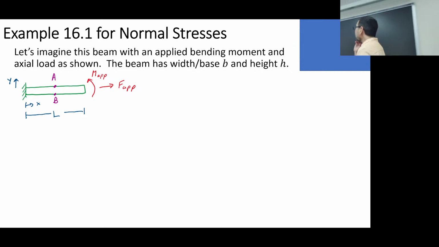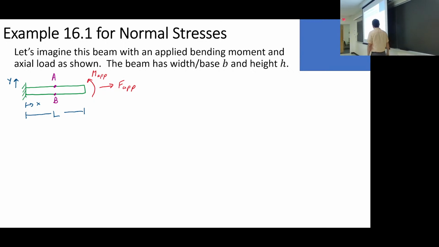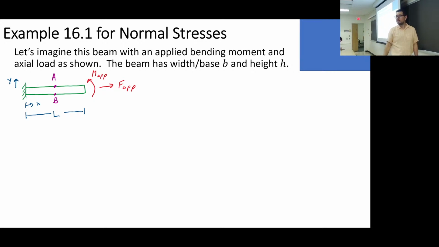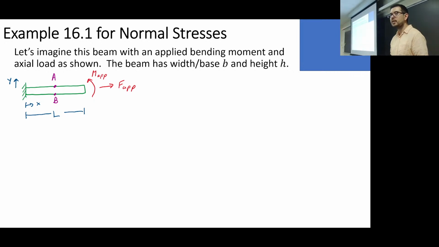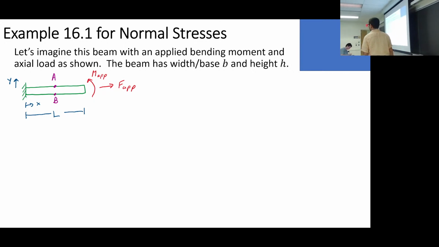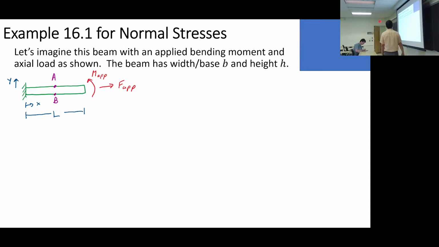Before we even do anything, no math. If F app is positive, what is it inducing onto this structure? What kind of stress do I expect that to give inside the bar, or inside the beam? Normal stress. Yeah, normal stress, and is it going to be compressive or tensile? Tensile, right? Because it's pulling it all apart.